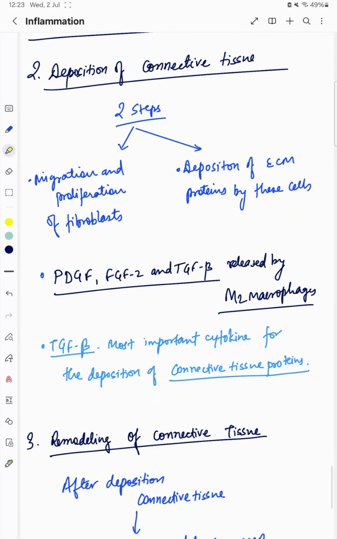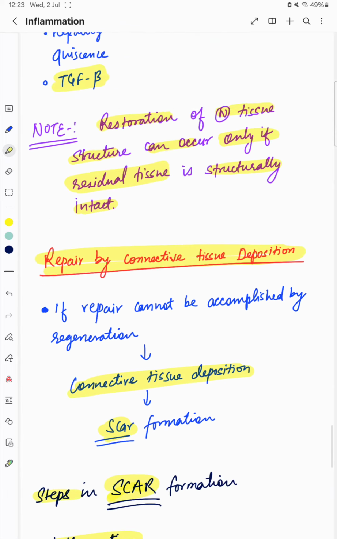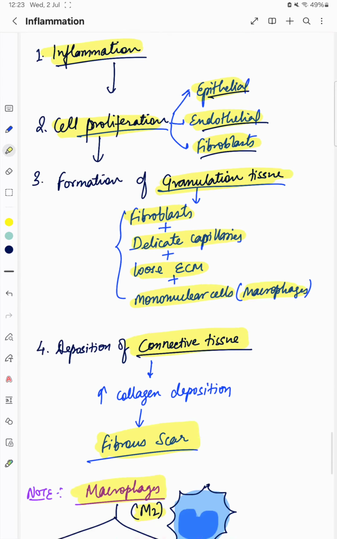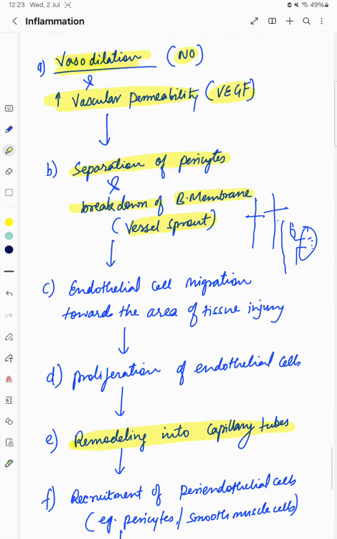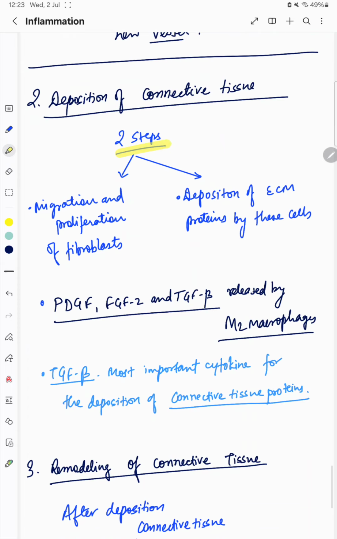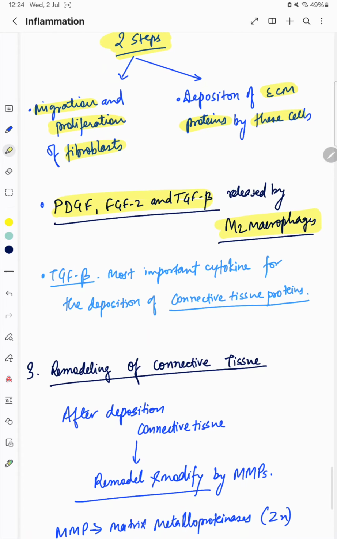Now the second step, as we have covered the angiogenesis, second step in granulation tissue and scar formation is deposition of the connective tissue. So there are two steps in deposition of connective tissue. First is migration and proliferation of fibroblast. Second is deposition of extracellular matrix protein by these cells. PDGF, FGF2, TGF beta are released by the alternatively activated M2 macrophages. TGF beta is the most important cytokine for the deposition of connective tissue proteins.